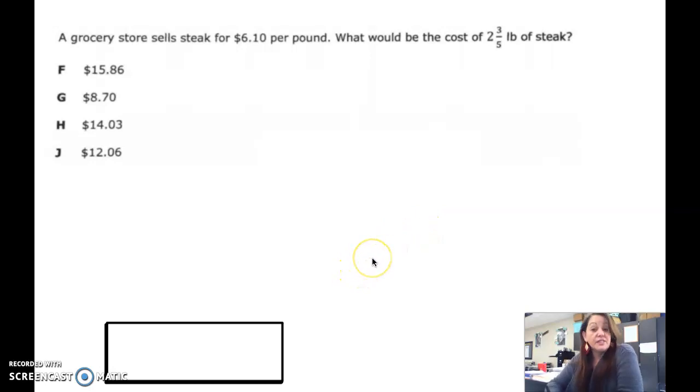If you're thinking you've seen this problem before, it's because it was on your semester exam. The grocery store sells steak for $6.10 per pound. What would be the cost of 2 3/5 pounds of steak?